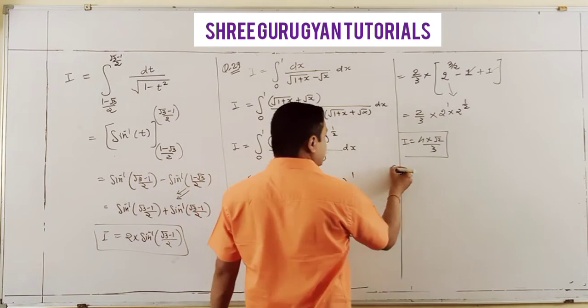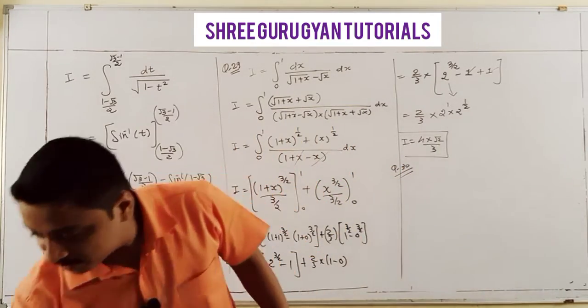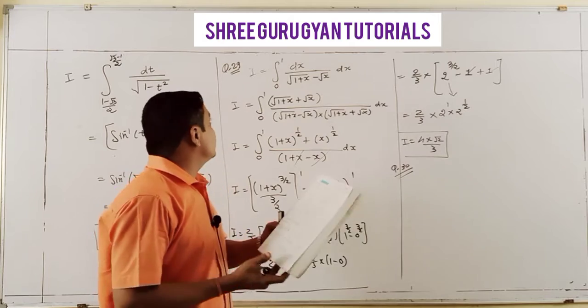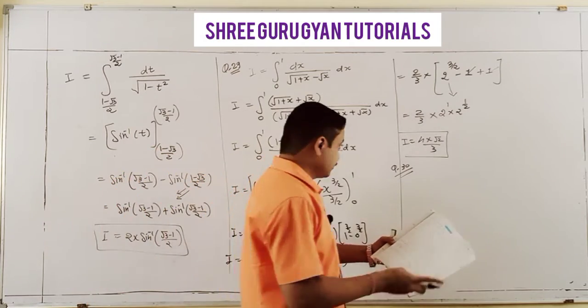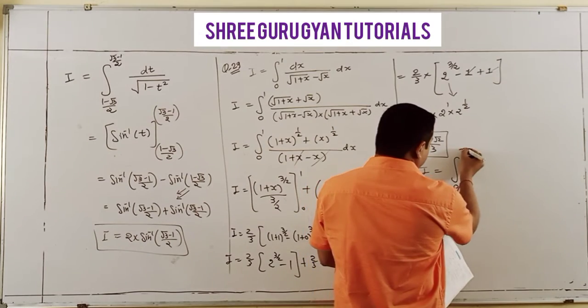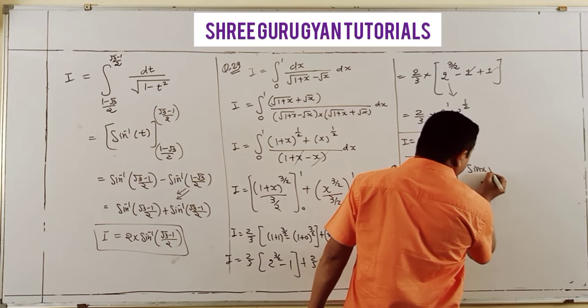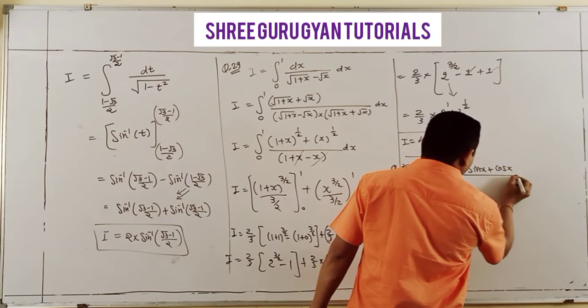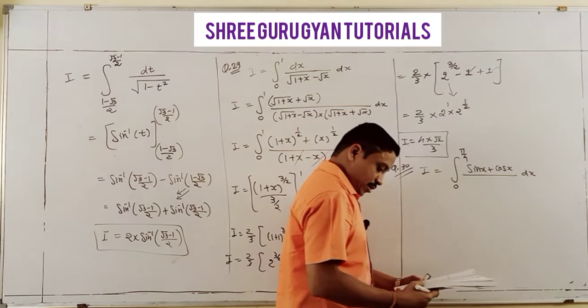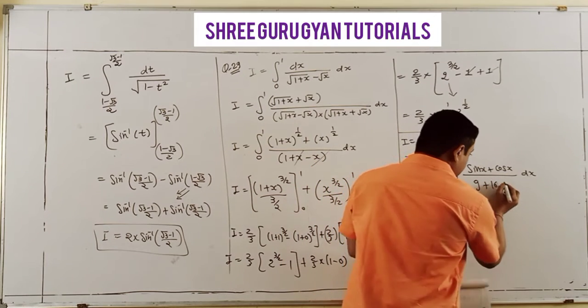Now question 30. Similarly, going ahead slowly, 30 is also the same as your question 28 sum. Integration from 0 to pi by 4, sin x cos x upon 9 plus 16 sin 2x.